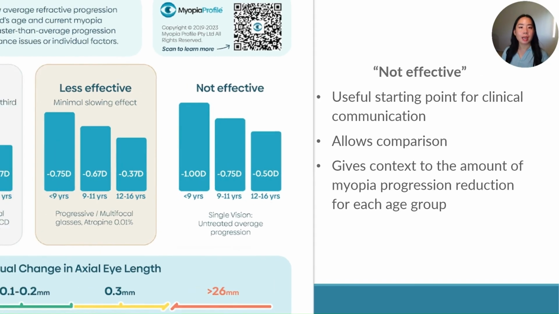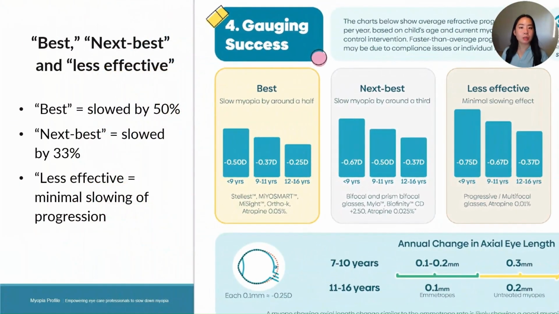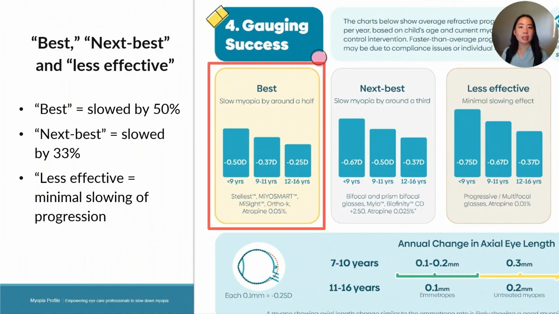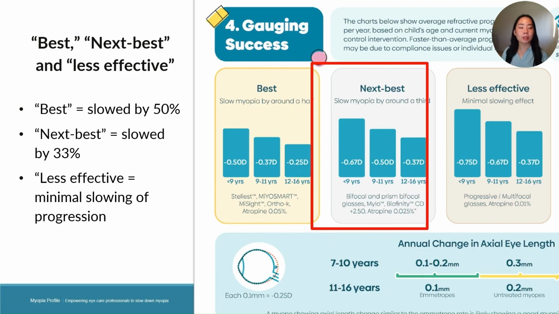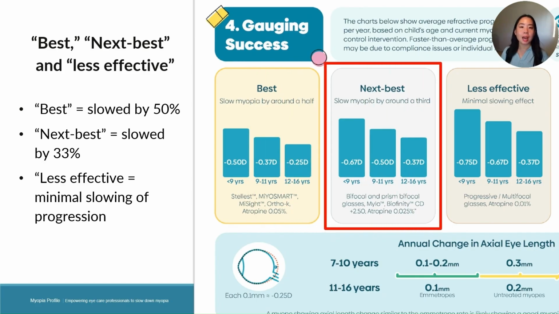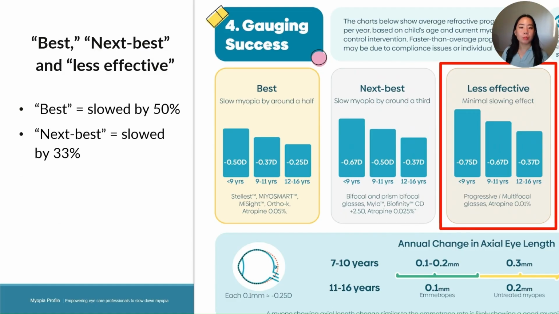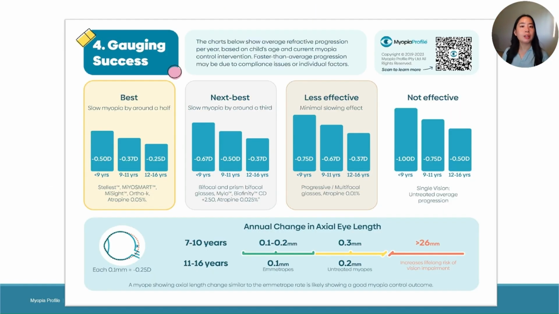Compare this to the age ranges within the other categories. So the best slows down myopia progression by half, the next best slows progression by about a third, and the less effective provides minimal slowing of progression. So you'll see that a child that might have progressed by 1 diopter if they hadn't been given any treatment at all would progress instead by 0.5 diopters per year if they were given the best treatment.